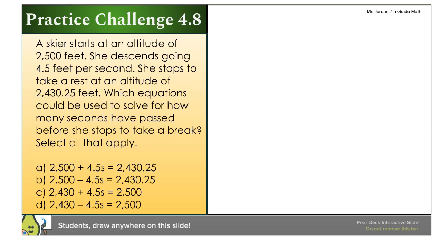So in lesson 4.8, our practice challenge, it's the same concept in some ways. If you read carefully, this question might actually be easier because you just have to select all that apply.